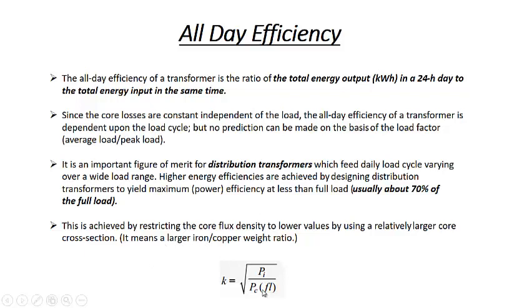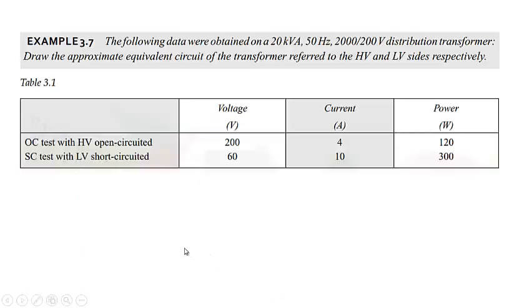To decrease this, we have to increase the cross-sectional area of the copper windings, because in that case the resistance of the winding will decrease. So we have to use more copper. That means in this case, for a power transformer, we have to use a low iron to copper weight ratio. But for a distribution transformer, it has a larger iron to copper weight ratio.